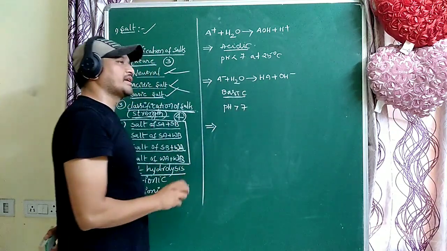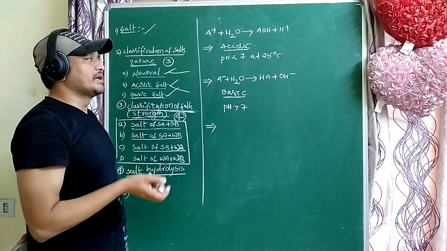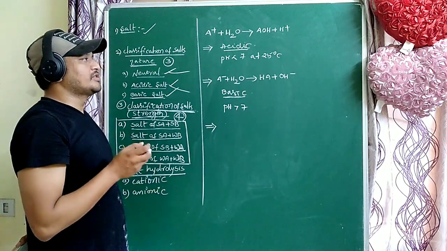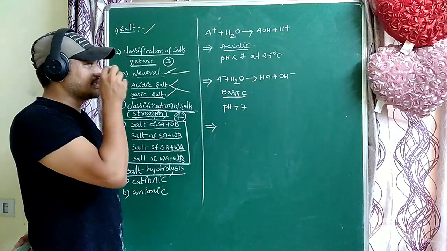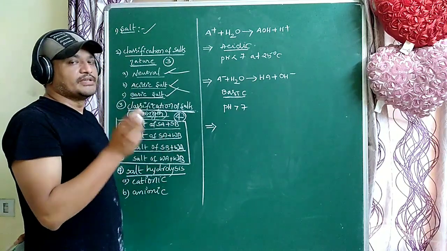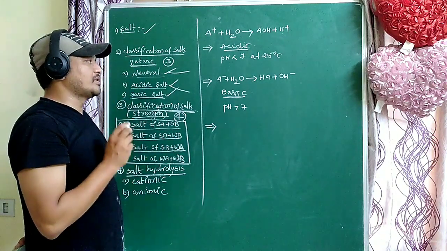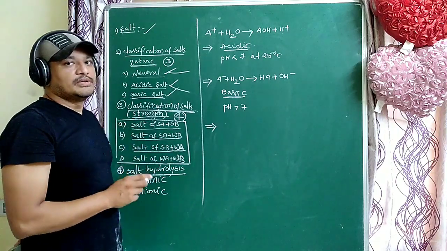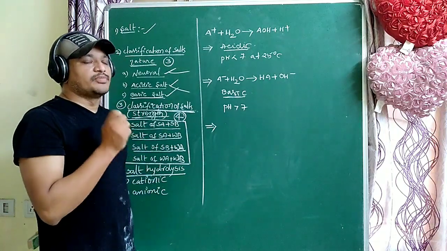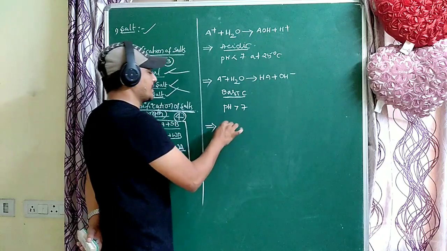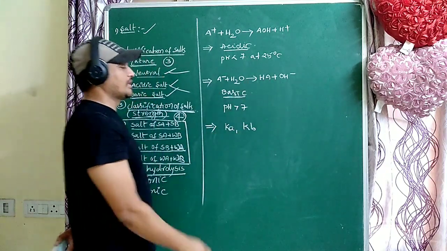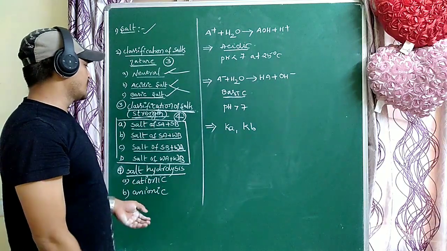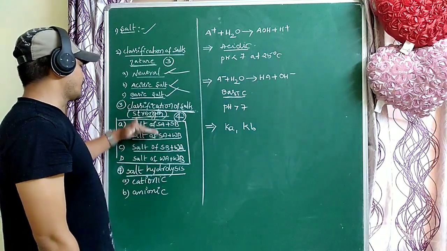For both cationic and anionic hydrolysis, the nature depends on the nature of the acid or base present in the salt, that is, the strength of the acid and base. The strength of the acid and base depends on Ka and Kb values. So now we explain the hydrolysis of four different salts.